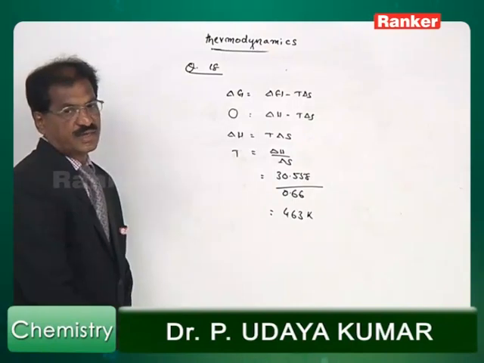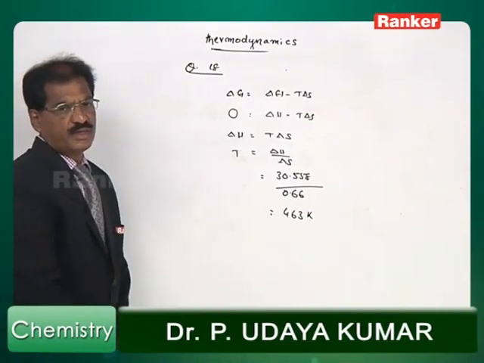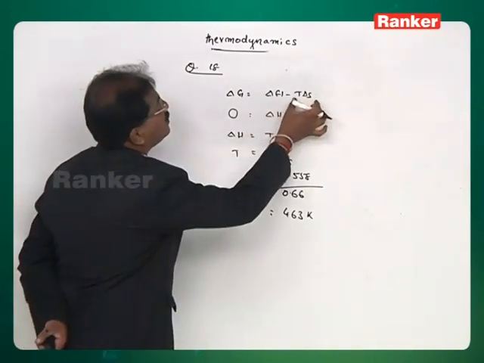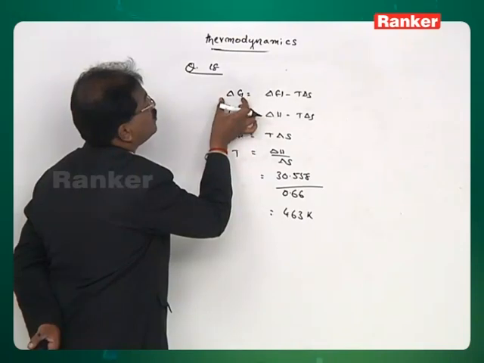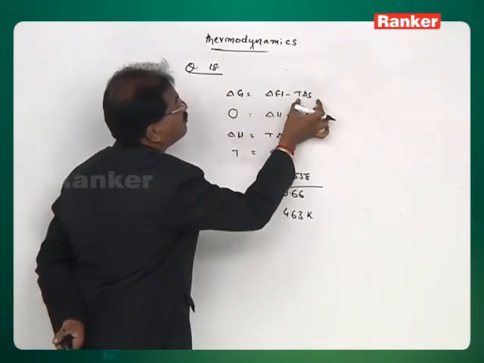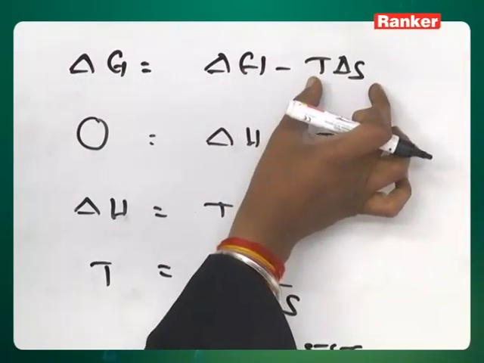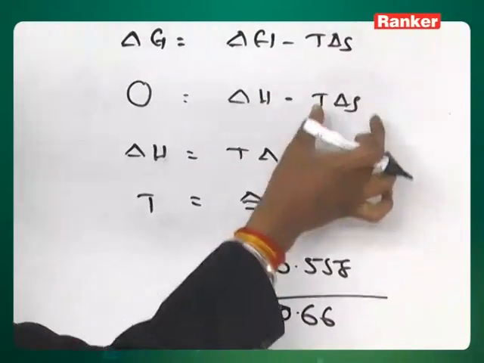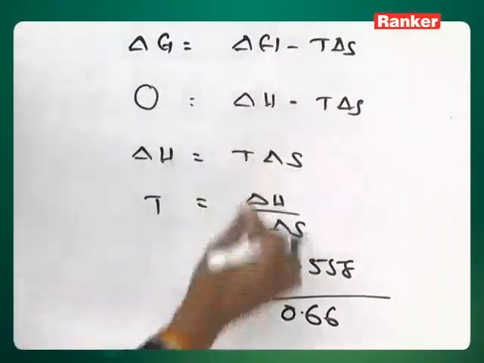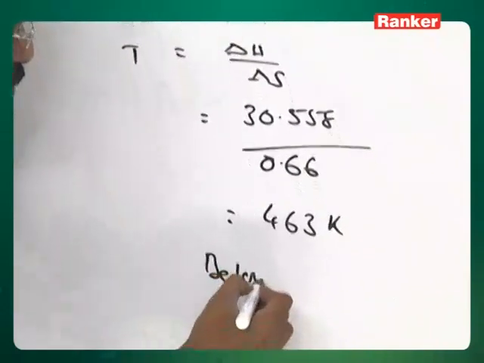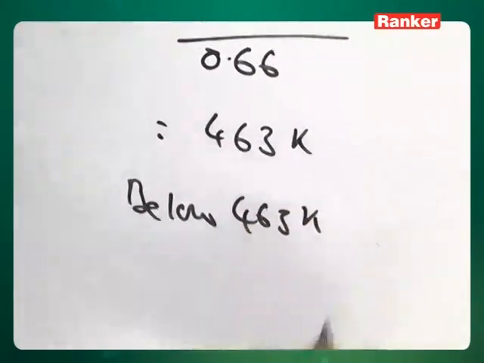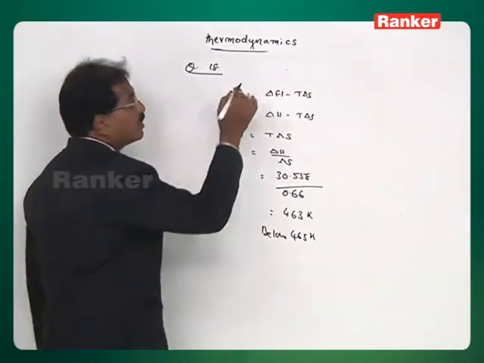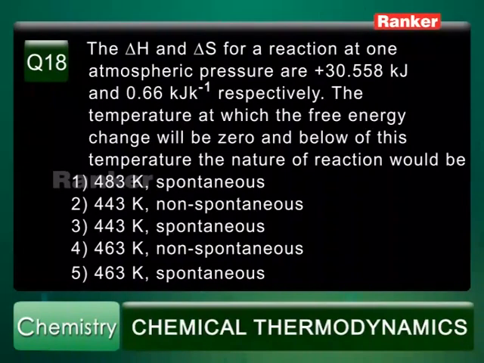Next, the second statement in the problem asks what would be the nature of the reaction below this temperature. See, del H minus T del S is equal to del G. If this del G wants to be 0, the magnitude of this term and the magnitude of this term must be equal. Now, if we decrease the temperature, the total magnitude of the second term will decrease. Hence, the reaction becomes spontaneous. Therefore, below 463 Kelvin, the reaction becomes spontaneous. By satisfying these conditions, the fourth option is given correctly. Therefore, answer is 4.